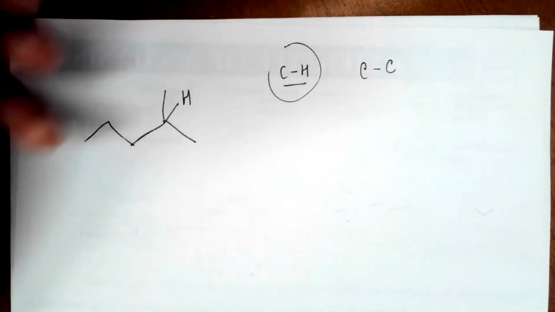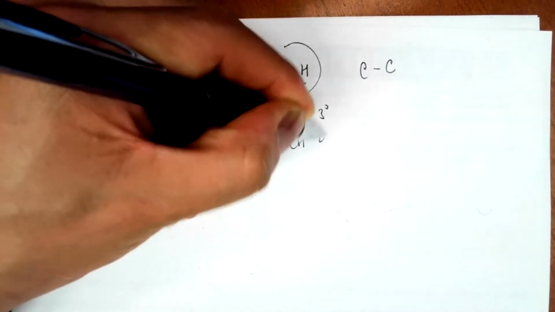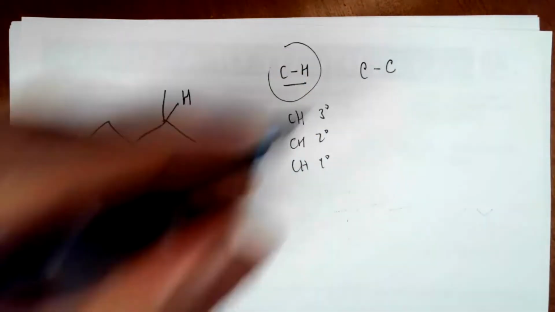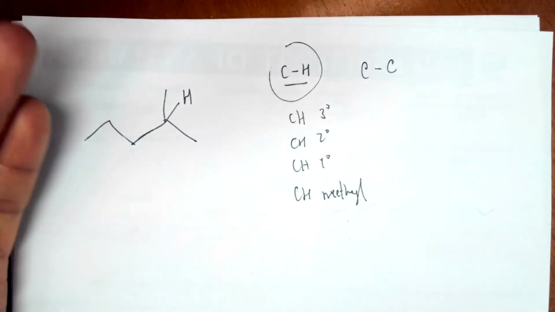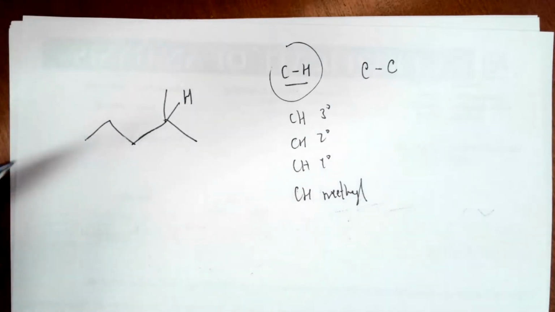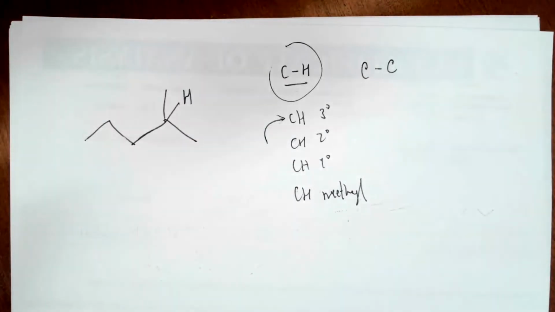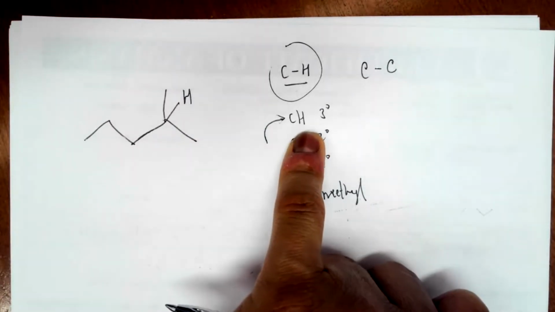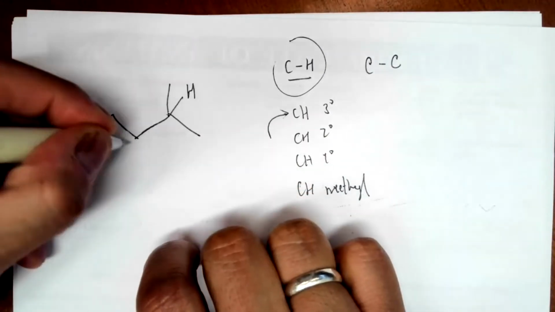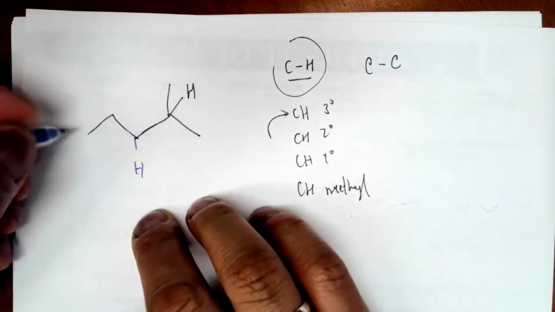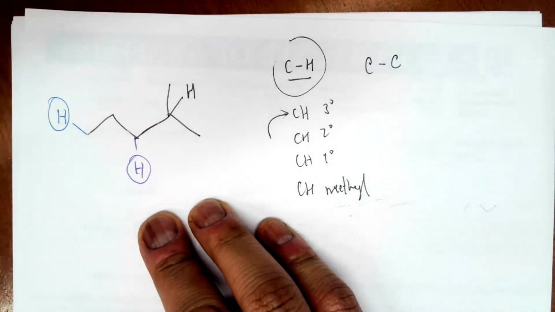Now, among the CHs, there are tertiary CHs, secondary CHs, primary CHs, and even methyl CHs. And of course, the radicals, even though they have no brains, know about the energy. They know that if they break a CH, it will cost them less energy, because they will be producing a more stable radical. So in this case, I have this H, this H, and this H. Of course, I have more H's in the molecule, but I have these H's in blue, in purple, and in black.